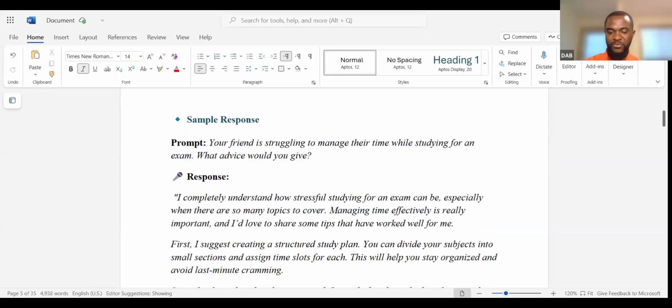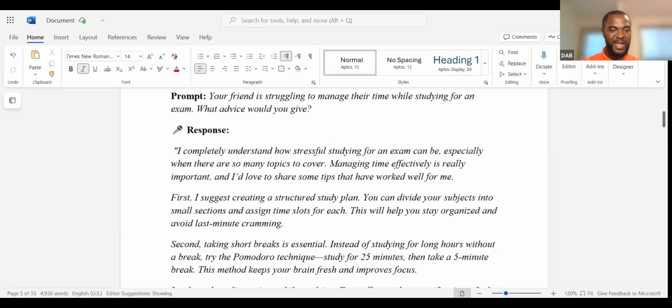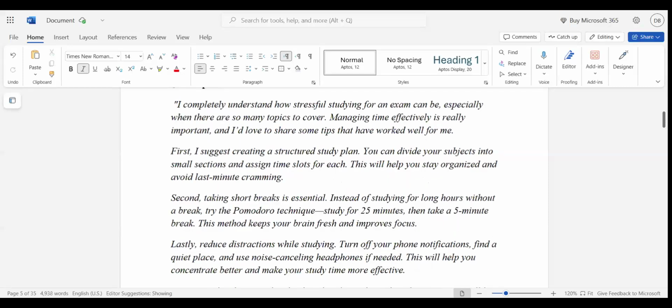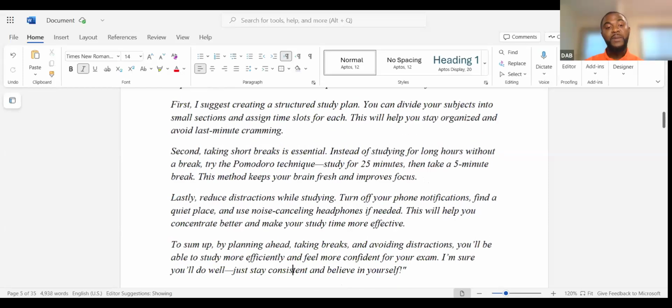So let's read this advice. You can see that the person started like this: I completely understand how stressful studying for an exam can be, especially when there are so many topics to cover. Managing time effectively is really important, and I would love to share some tips that have worked well for me. First, the person suggested an advice. Second, the person suggested an advice. Lastly, the person suggested an advice. Then this is the conclusion.